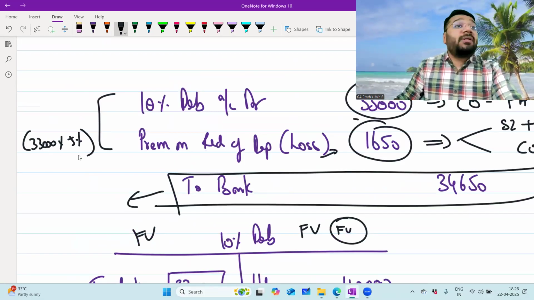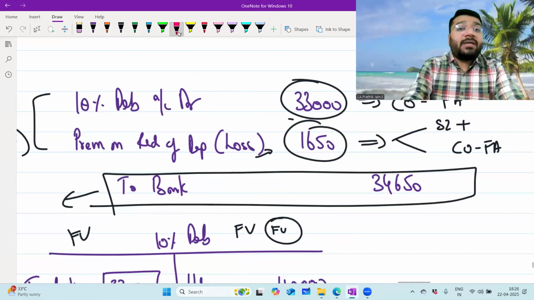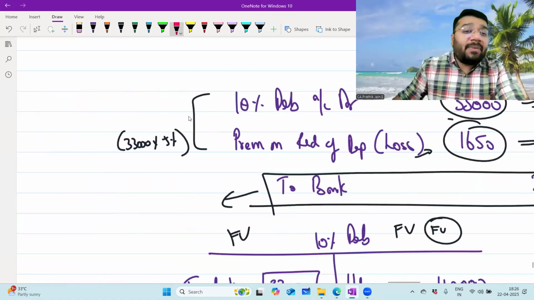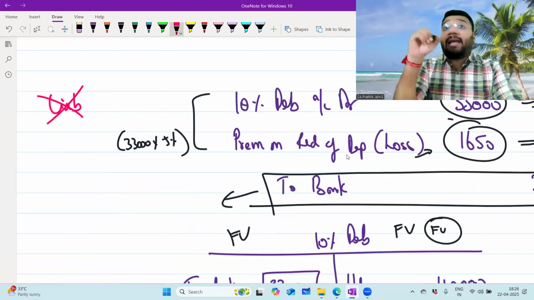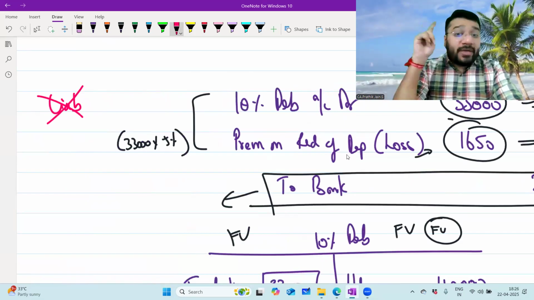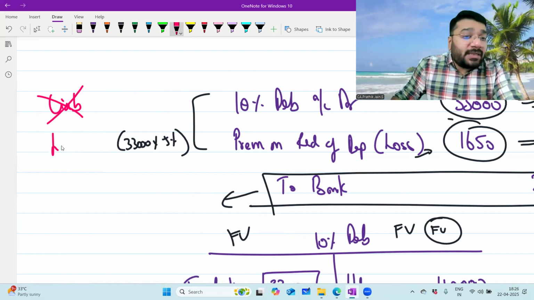This is a loss for you. Debit all expenses and losses. So 10% debenture account is being debited because I am cancelling the liability. Premium on redemption of debenture is not a liability because I've paid the money now. So here premium on redemption is a loss item for me. So this is a loss: debit all expenses and losses.